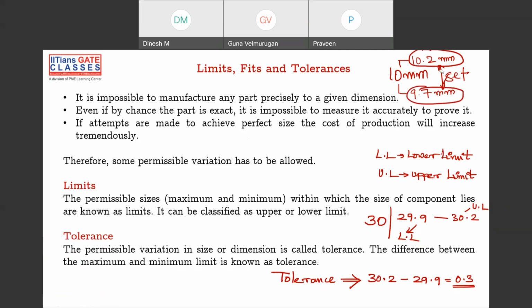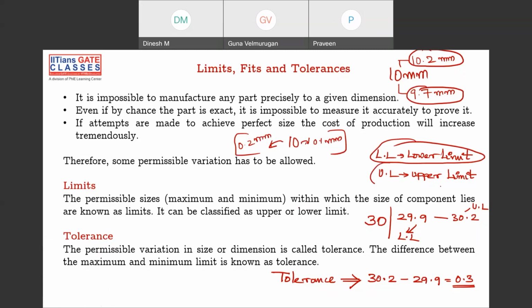What I'm saying is that the upper limit and lower limit have to be set by you. You should say it can go 0.1 mm more, and it can come down by 0.2 mm. It's okay for me, but it should not cross this range that I've mentioned. That's the reason why we talk about the lower limit and upper limit.